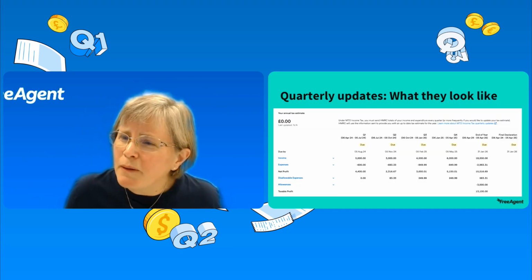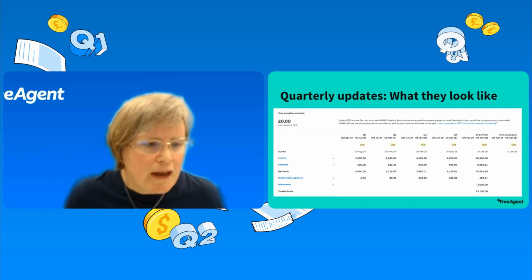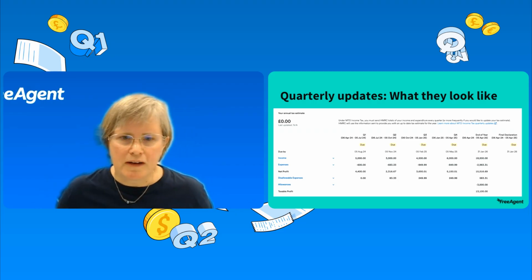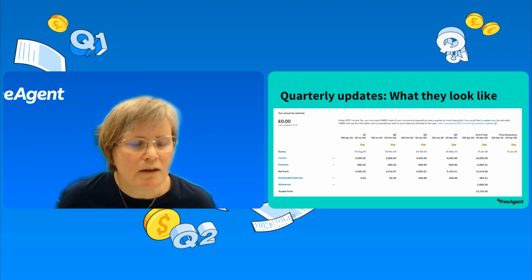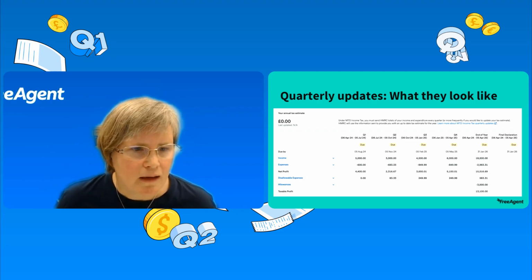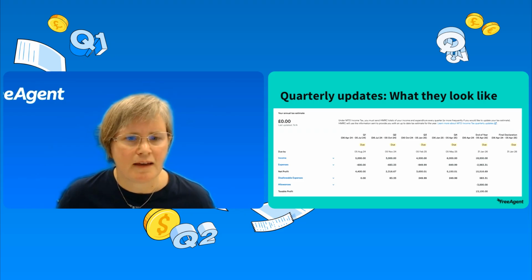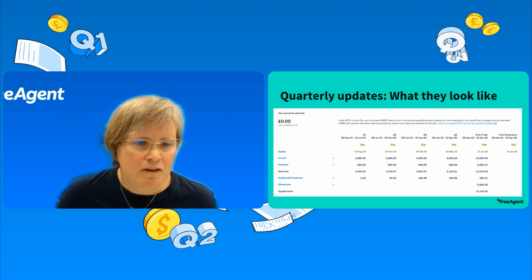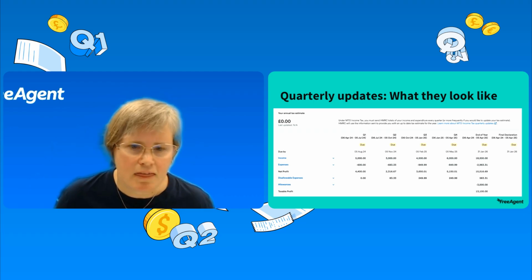Which is your quarterly update. So I've talked about what records you need to keep. Now let's think about, well, what does a quarterly update look like? It looks like this. Total income, less your total expenses, gives you your net profit, which is how much you're going to end up paying tax on. If I were to click that drop-down arrow, there is a breakdown of the expenses underneath that.